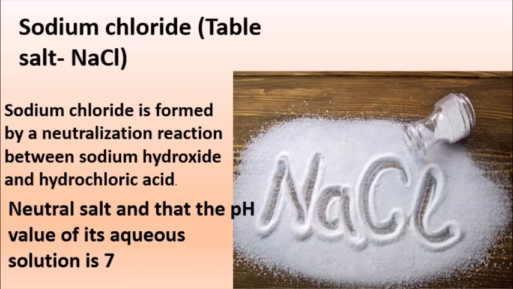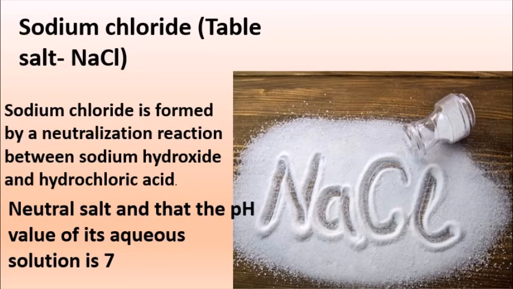Now sodium chloride is the chemical name of the salt. Sodium is for Na and chloride is for Cl. So this is how the chemical name sodium chloride came, because of the components, that is Na and Cl. Now this salt is neutral, that is the pH is 7, and it is salty in taste.